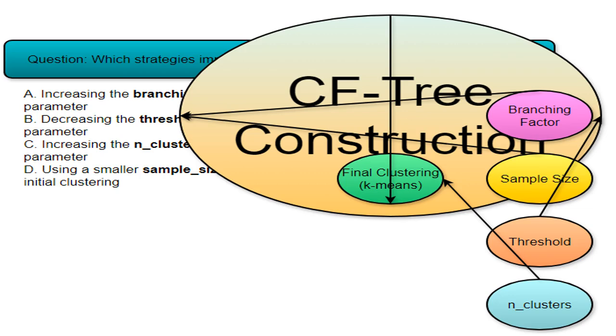I see branching factor as the maximum number of children each node in the CF tree can have. A higher branching factor makes a wider, shallower tree, which often speeds up tree building. Think of it like a wider highway. More lanes mean less traffic jam.